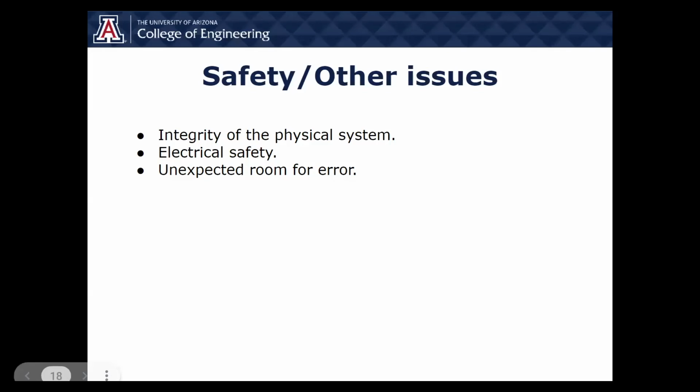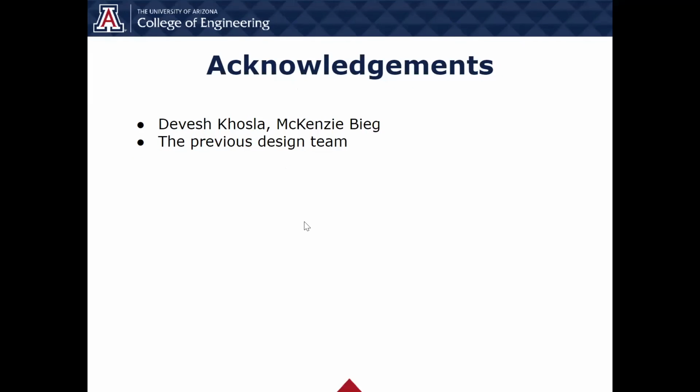Safety or other issues. The physical imaging system is delicate because it contains the hardware and the camera. So our team needed to make sure we handle the imaging system with care. Also, we had to make sure that we unplugged cords when not in use to ensure electrical safety. Lastly, we had to be prepared for unexpected room for error, such as minor bugs in the Python code.